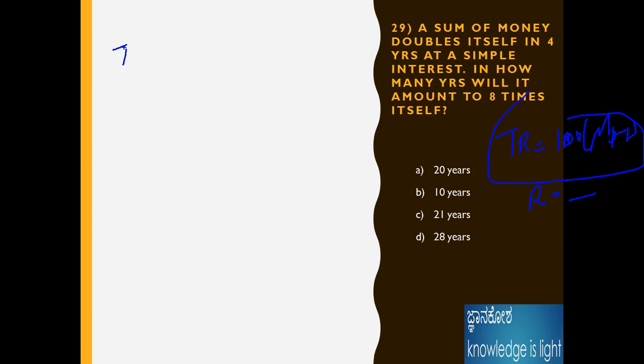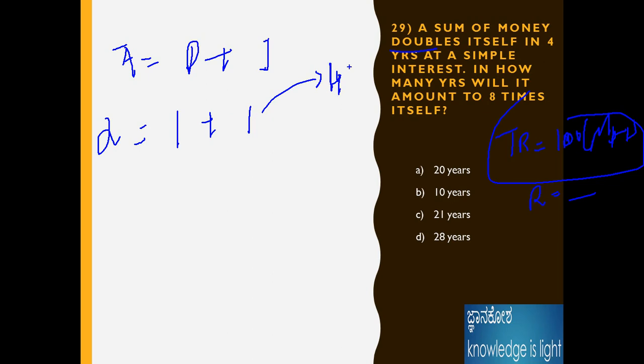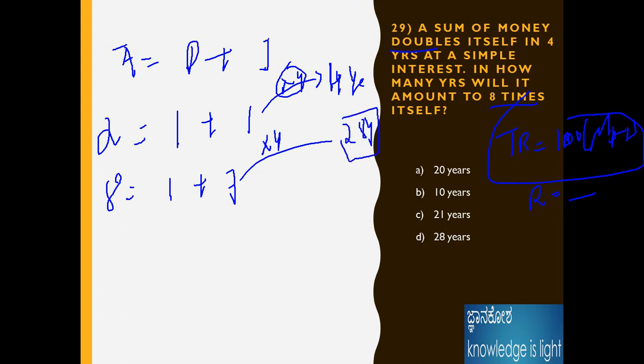We already know A is equal to P plus I. Amount is double means 2, then principal should be 1 plus 1. Here it is 4 years, so we multiply by 4. How many times? 8 times means 8 is equal to 1 plus 7. We need to multiply; already we got 4 into 4. Therefore 7 for the 20 years here. The 8 times should be taken as 28 years for that amount. 28 years is the answer for this question.